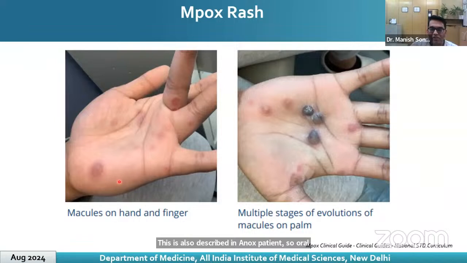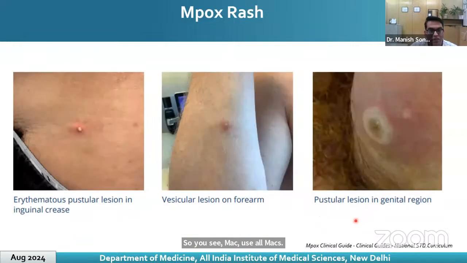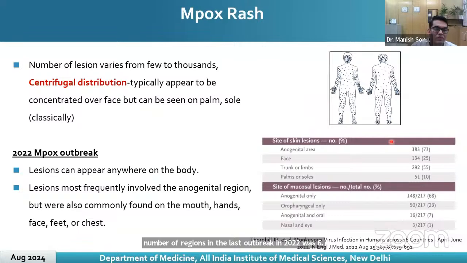Very commonly, hands are involved, and this is going to help us in differentiating from some other common differentials. So you see macules, all macules, same stage in hands and fingers. We might have an isolated single erythematous pustular lesion in the groin region, a vesicular lesion on the forearm, and again a pustular lesion. So it may present with 1 to thousands of lesions. The average number of lesions in the last outbreak in 2022 was 6. We'll have to see how it behaves this time.